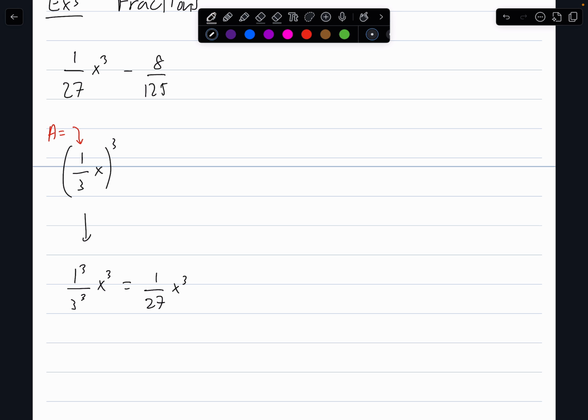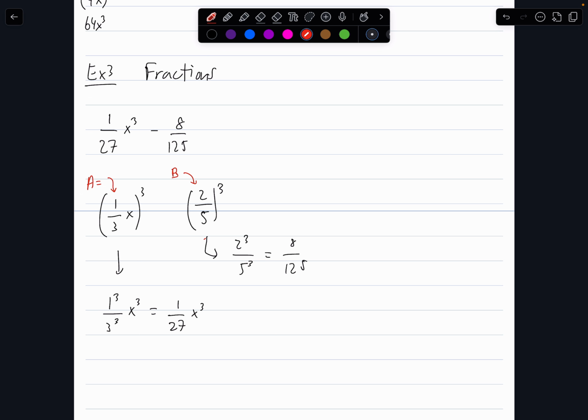But what about the 8 over 125? I'm going to say it's 2 over 5 cubed, because 2 cubed over 5 cubed is equal to 8 over 125. So that means my b is actually 2 over 5. You see how we're using our memorized list to be able to get that fraction?